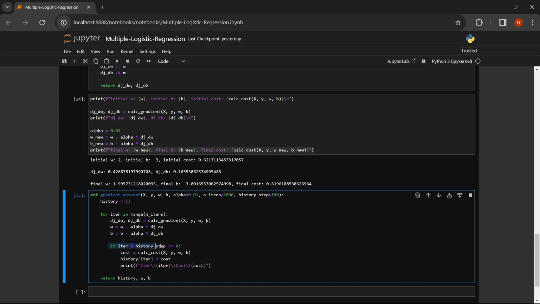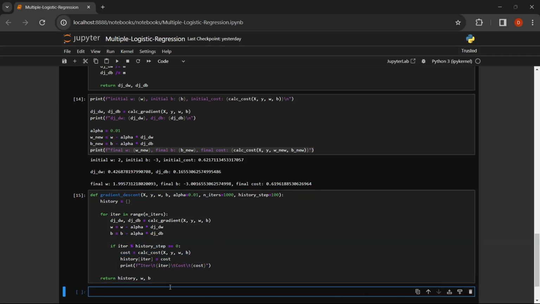And then this if statement is going to be called every 100 iterations, and it's going to store the current cost to history and print it out. And then we'll return the history, the weight, and the bias. So let's run this function to see how well it works.